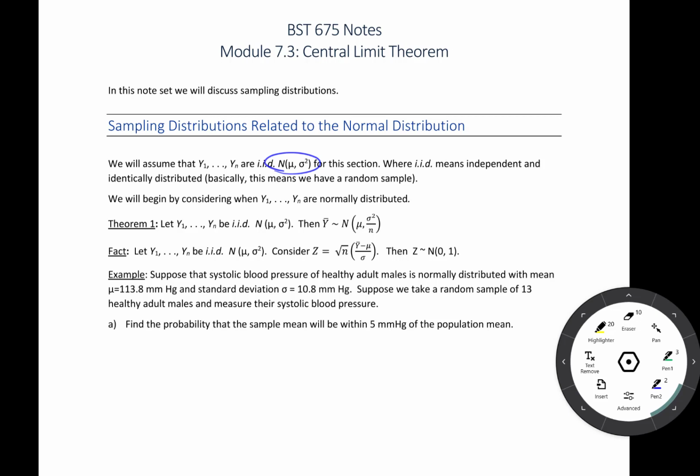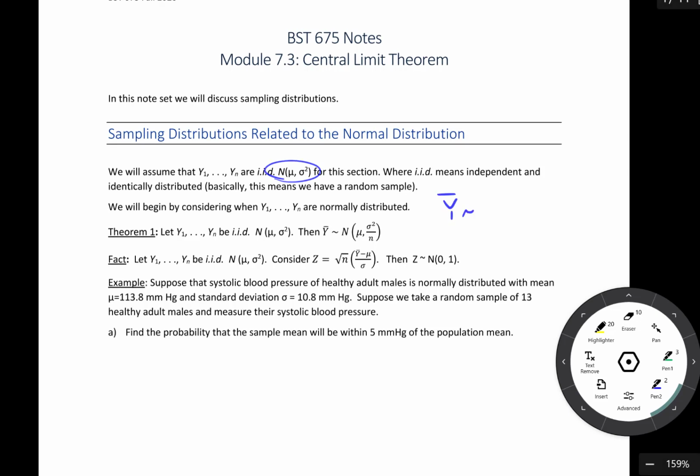So the first theorem we're going to look at says let y1 through yn be IID normal mu sigma squared, then y bar is distributed normal with mean mu, and here this is going to be with variance sigma squared divided by n. You may have also seen this as y bar is distributed normal mean mu with standard deviation sigma over the square root of n. It doesn't really matter which way you use as long as it's clear if you're parameterizing using the variance or the standard deviation. And so you have probably seen this fact before in your intro stat course, in particular when you created confidence intervals or hypothesis tests for the sample mean.